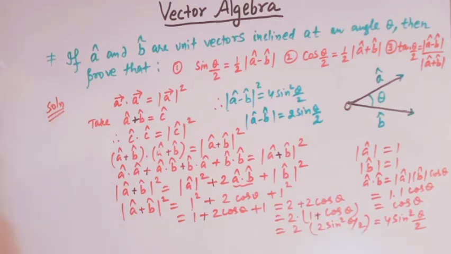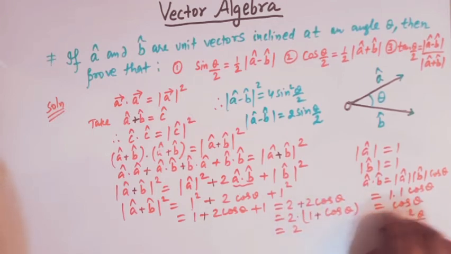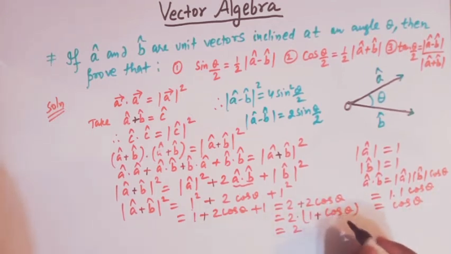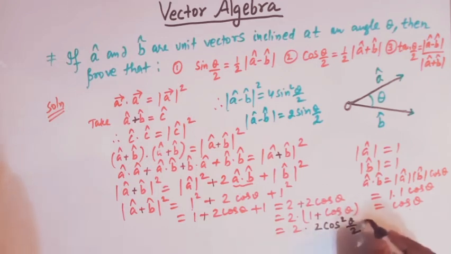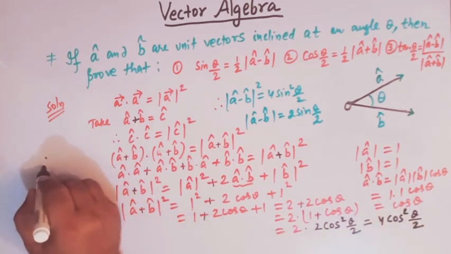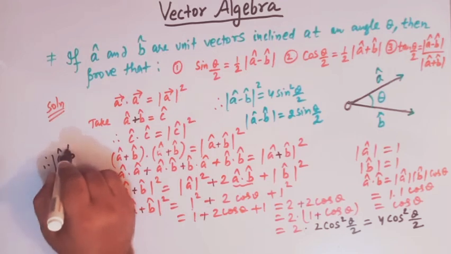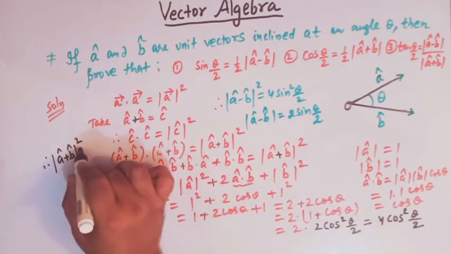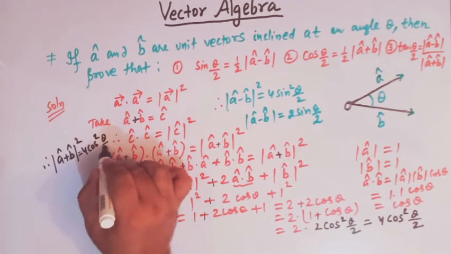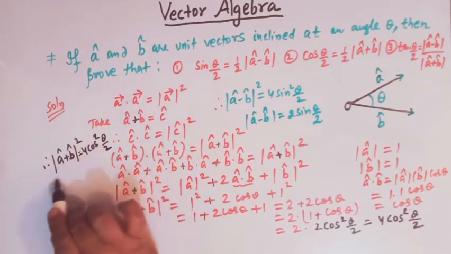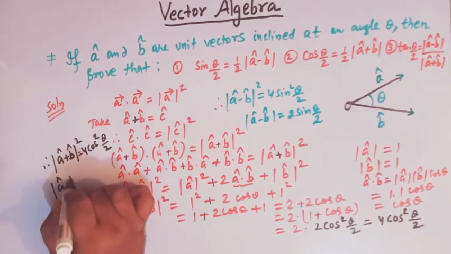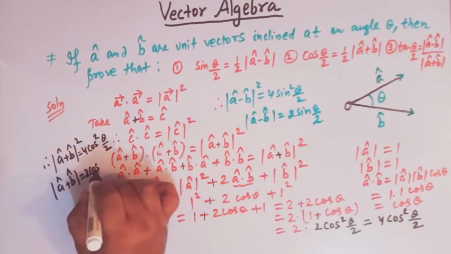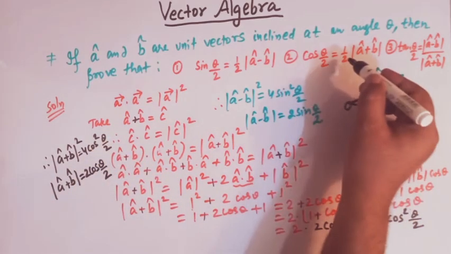Now here we can write for 1 plus cos theta, we know that this is 2 times cos square theta by 2, and we have 4 times cos square theta by 2, right? So therefore we have obtained the square of the magnitude of a cap plus b cap is equal to 4 times cos square theta by 2, right? Now taking the square root of both sides, we get magnitude of a cap plus b cap is equal to 2 cos theta by 2, right? So this is our second result.